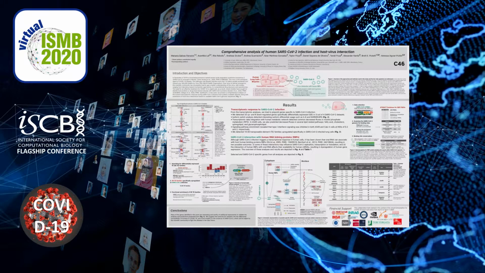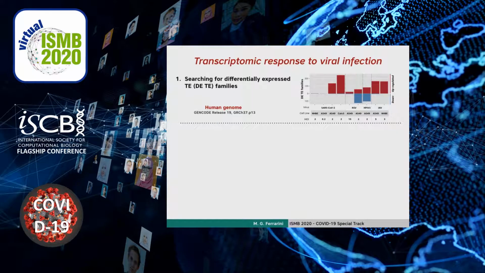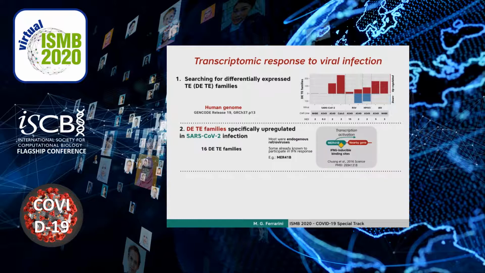And maybe some of you are not familiar with it, but transposable element, TE, transcriptional activation, has been frequently observed upon viral infection, and TEs are known to play a role in immune gene regulatory networks. Thus, we detected 16 families of transposable elements differentially expressed in SARS-CoV-2, some of which were already shown to participate in interferon response. But how does this work exactly?